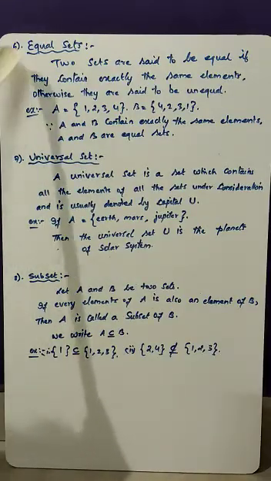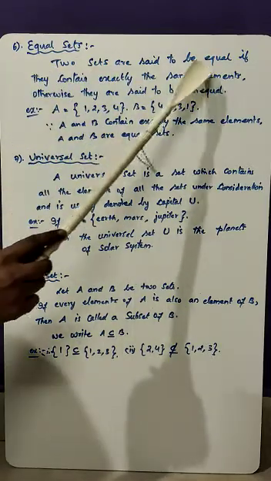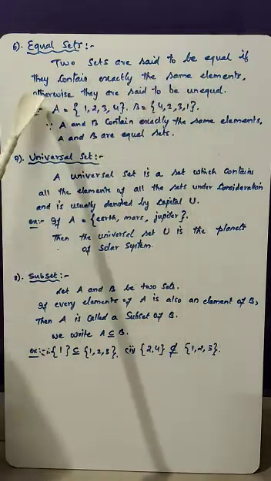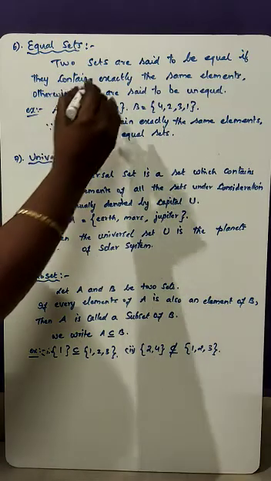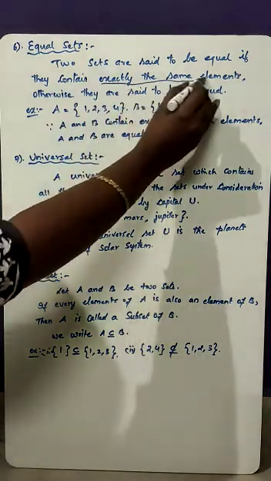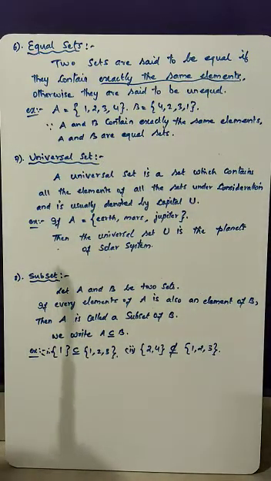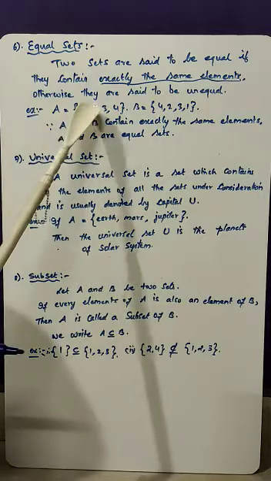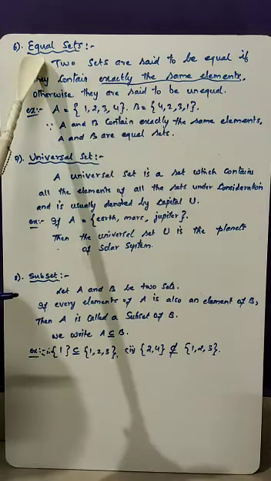Next, the sixth one, equal sets. Two sets are said to be equal if they contain exactly the same elements. Underline that phrase: exactly the same elements. Otherwise they are said to be unequal. What it means is that only if set A and set B have exactly the same elements is it an equal set.